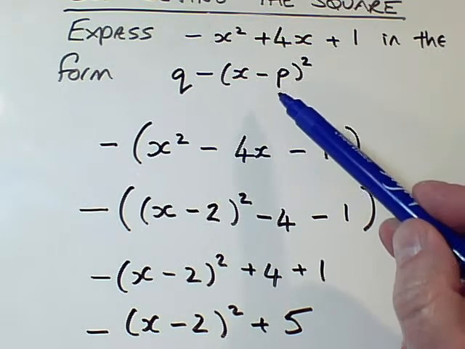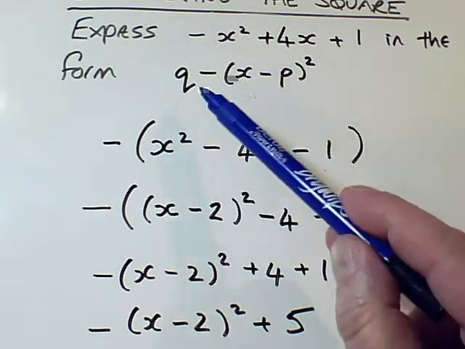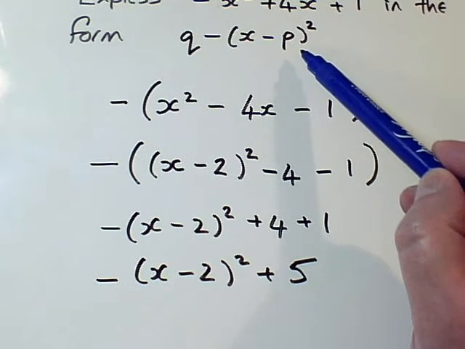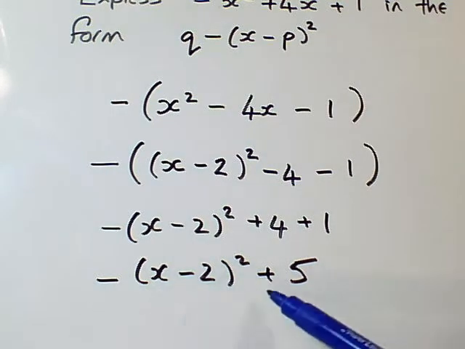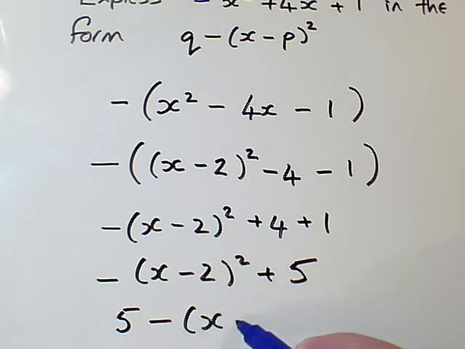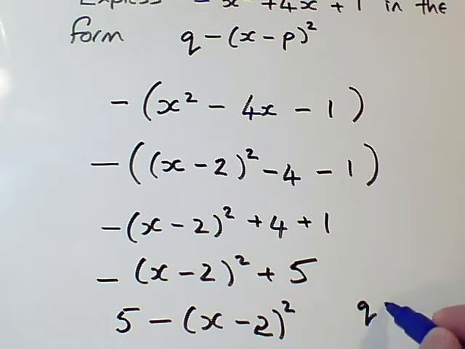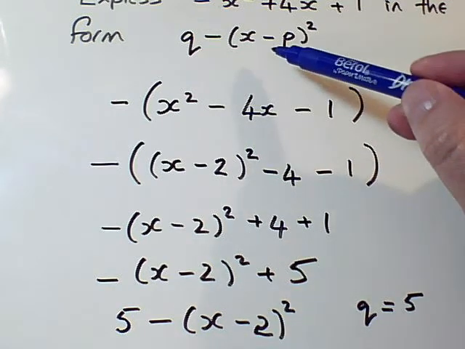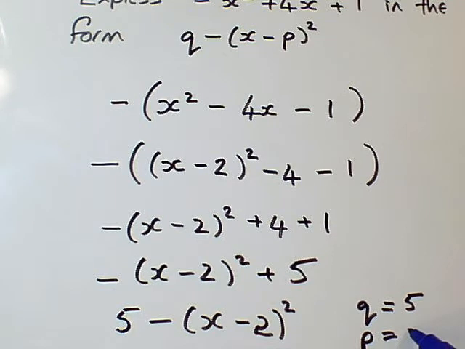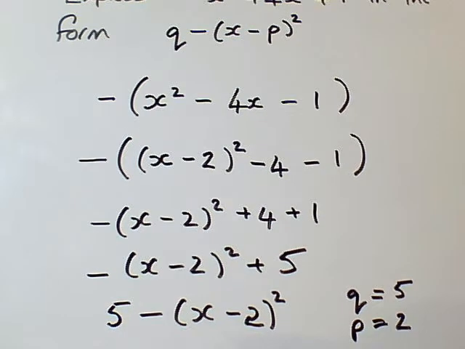Now if I look at the form they told me to put it in, they've got the number first and then take away the squared bracket, so I can do that with my answer. Okay, so instead of having minus the bracket plus 5, I can write my plus 5 and then minus the squared bracket. So minus x minus 2 squared. Okay, so I can see my q is plus 5, and they've done the sign for me here, so minus p, the number I take away, is just 2. So q equals 2, and I have my answer.